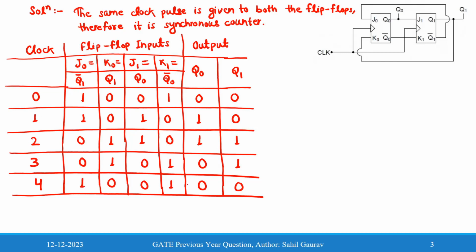So from the table we can see that for every 4 cycles the output is repeated.